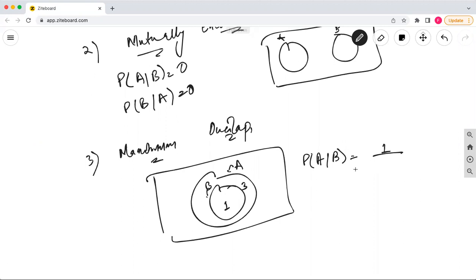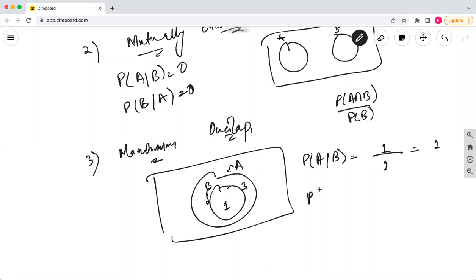Anyone? If I have 2 events, B and A, and for B that is 1, and for A that is 4. So what is the probability of A given B? Anyone? 1 by 4. This is event B, and this is event A. Isn't this 1 as well? Because it is the probability of A and B divided by the probability of B. And for B, this is 1. There's a maximum overlap, so this is equal to 1.